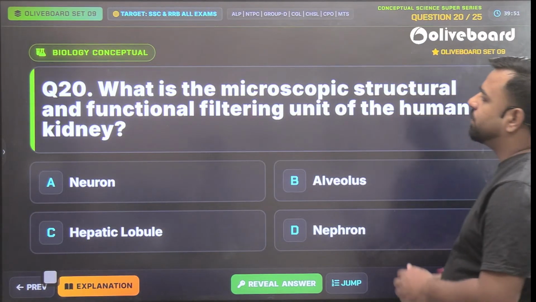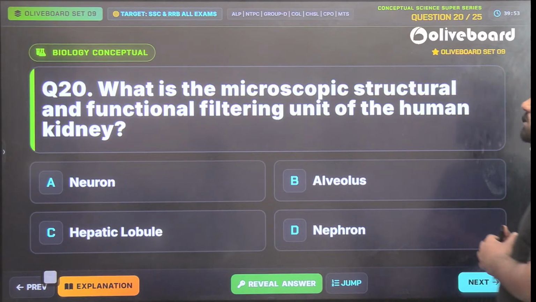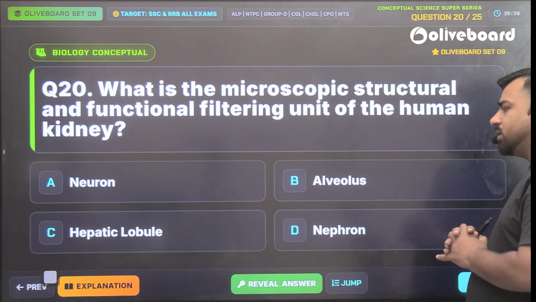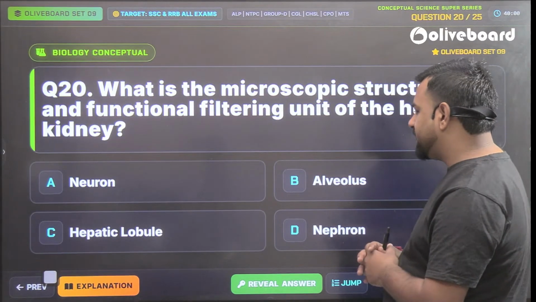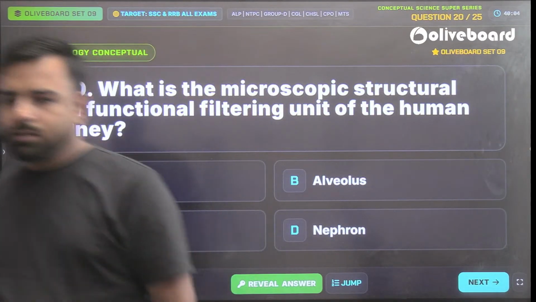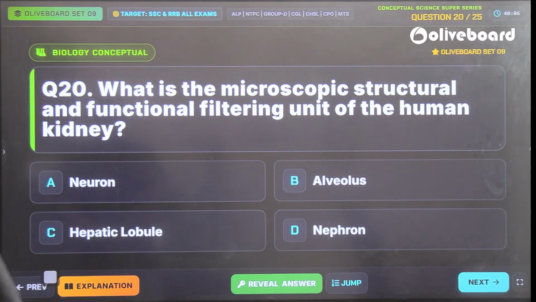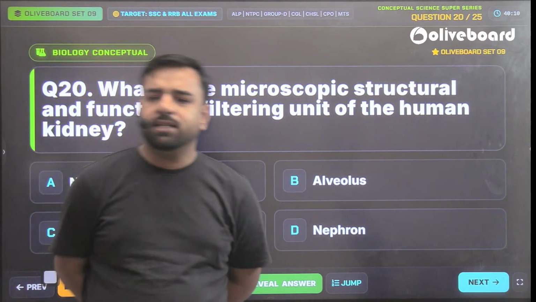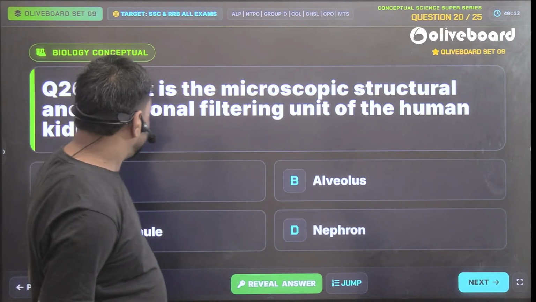Next, what is the microscopic structural and functional filtering unit of the human kidney? Is it neuron, alveolus, hepatic lobule, or nephron? Utkarsh was going with C. Ashish was going with C. So guys, what do you think is the correct answer? Harry thinks the answer will be A, neuron.